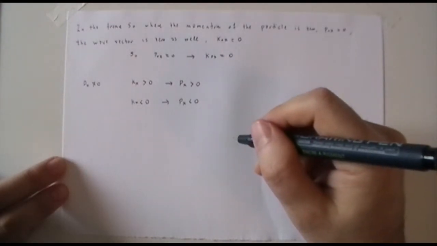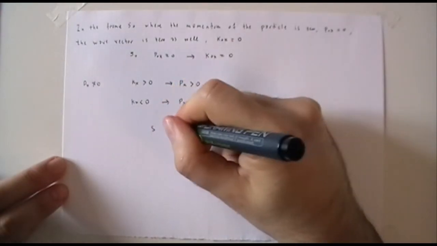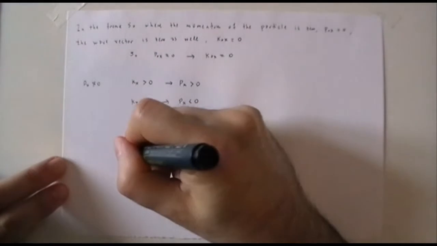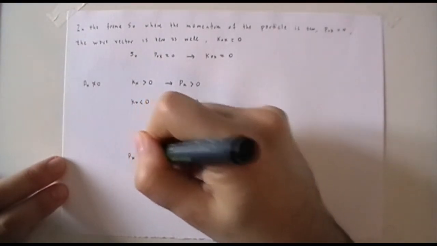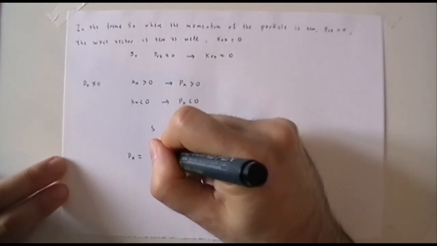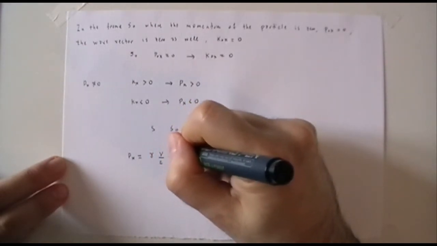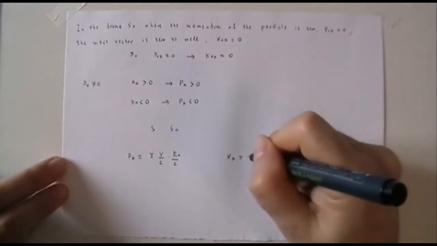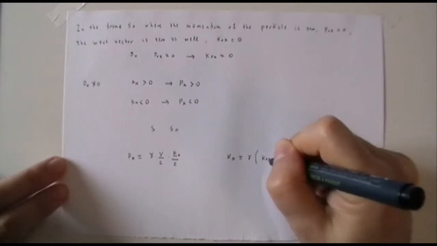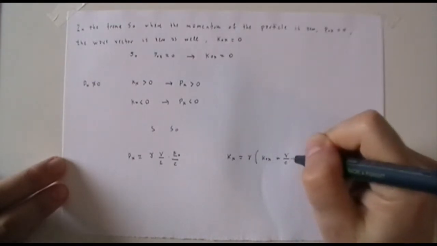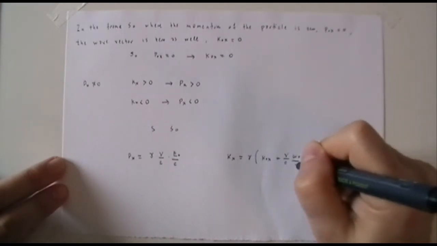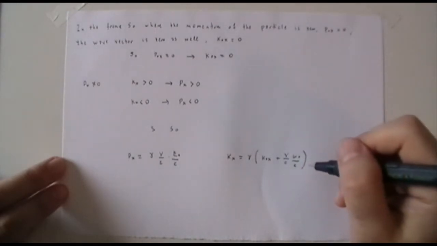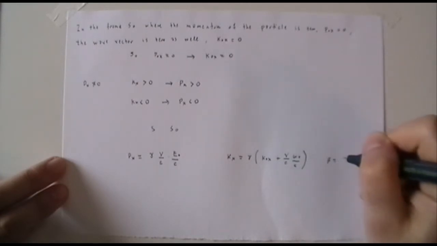We write the Lorentz transformation between the two inertial frames S and S0 in standard Lorentz configuration for the components of the momentum and the wave vector, that is, px equals gamma times beta, that is v over c, times E0 over c, and kx equals gamma times k0x plus v over c times omega 0 over c, where omega 0 is the frequency of the wave in S0, and of course beta is v over c.